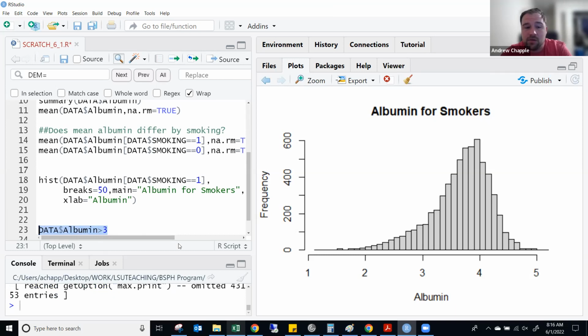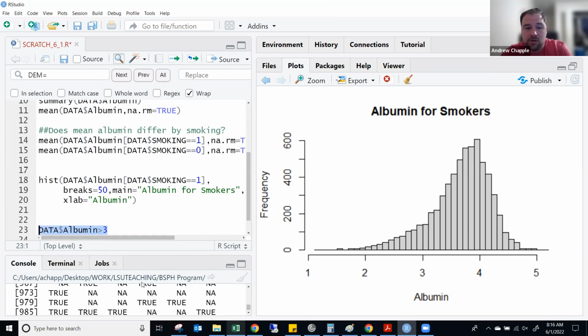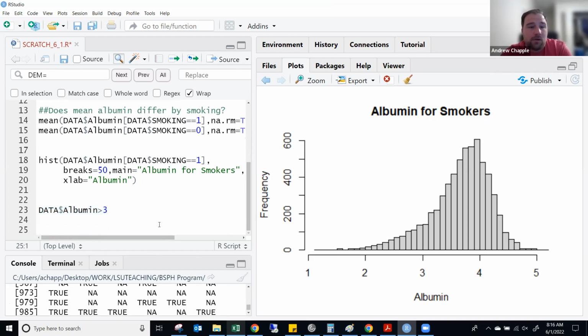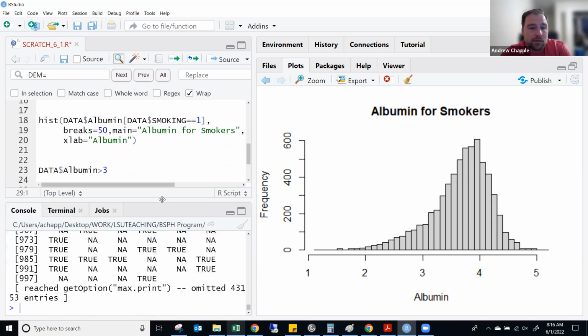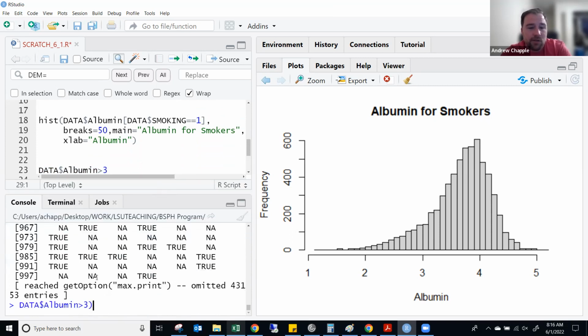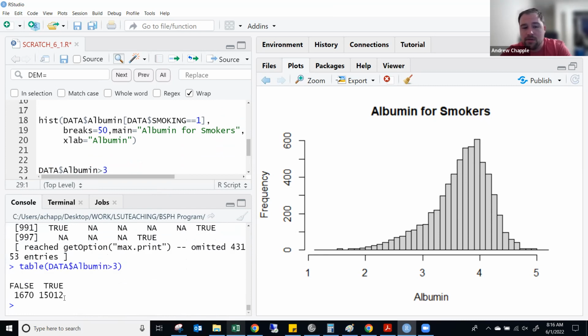Is this thing bigger than 3? You can see this here. If it's NA, that just means there is no albumin value. Let me come down here a little bit so we can all see. I can table this, right? So this is going to be the number of albumins bigger than 3. So 1500 bigger than 3, 1700 smaller than 3. I can also do the same thing for less than 4.